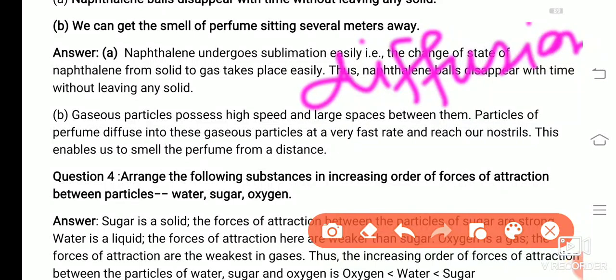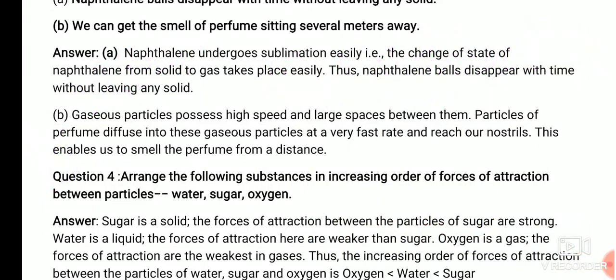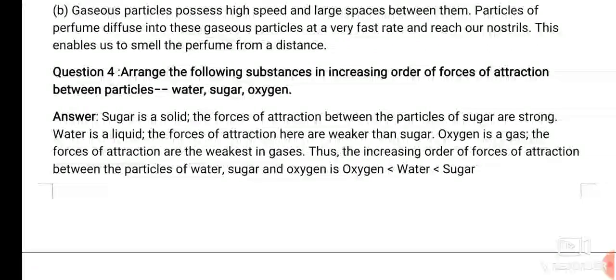So what is the answer? Gaseous particles pass at high speed and have large space between them. So here we are talking about gas. Gas has higher kinetic energy, right? Higher kinetic energy, so the rate of diffusion will be more. So particles of perfume diffuse into these gaseous particles at a very fast rate and reach our nostril. This enables us to smell the perfume from a distance.